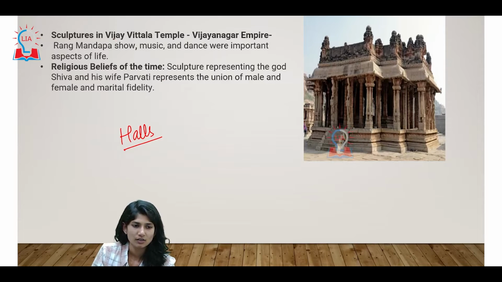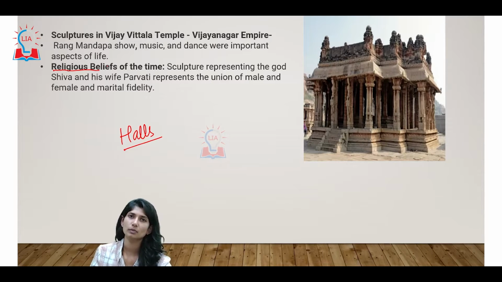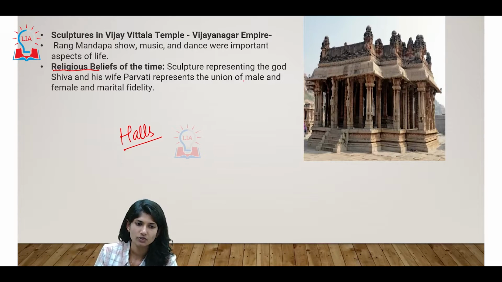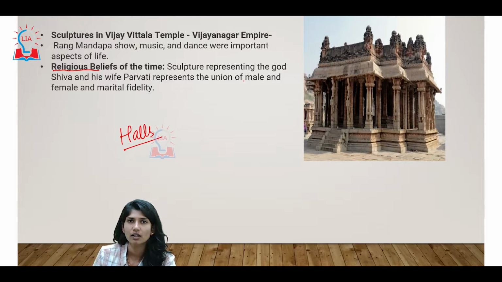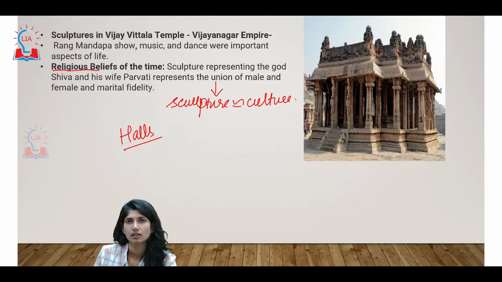Now, this is your Vijay Vittala temple sculpture, Jayanagar, music, show, dance, etc. And also one more thing these temples will do, that is religious belief. For example, your Shiva, Parvati, represents the union of male and female. All these aspects, the culture or the sculpture at that point of time, the sculpture at that point of time represented the culture of that point of time. Understanding?